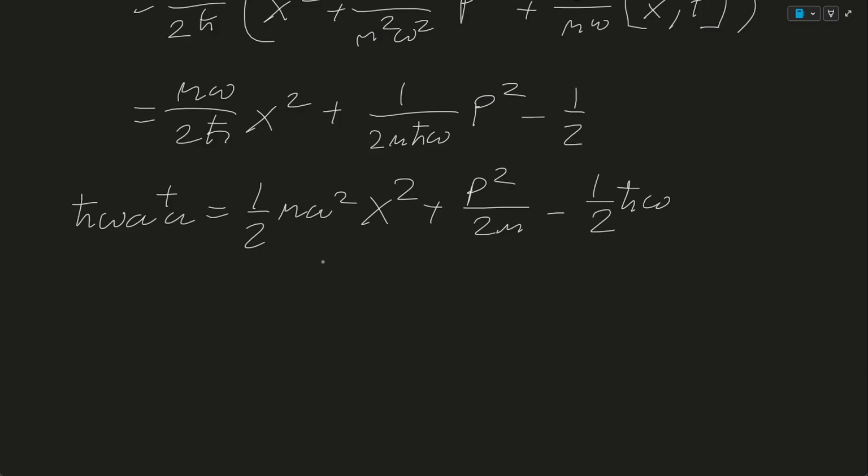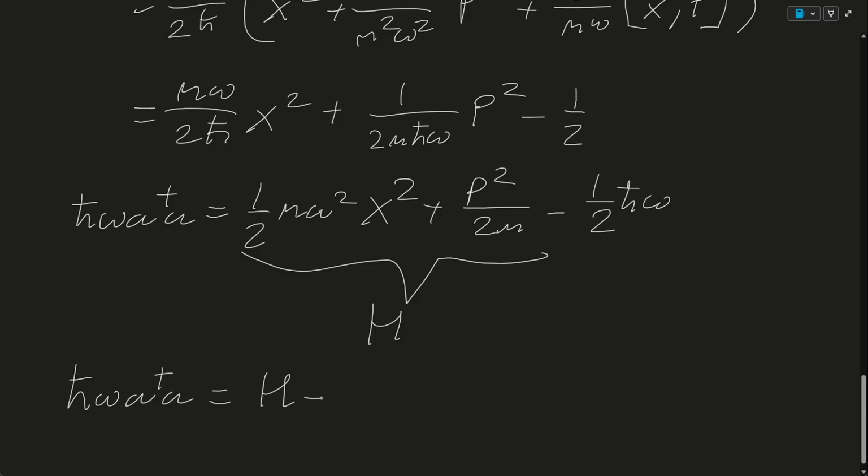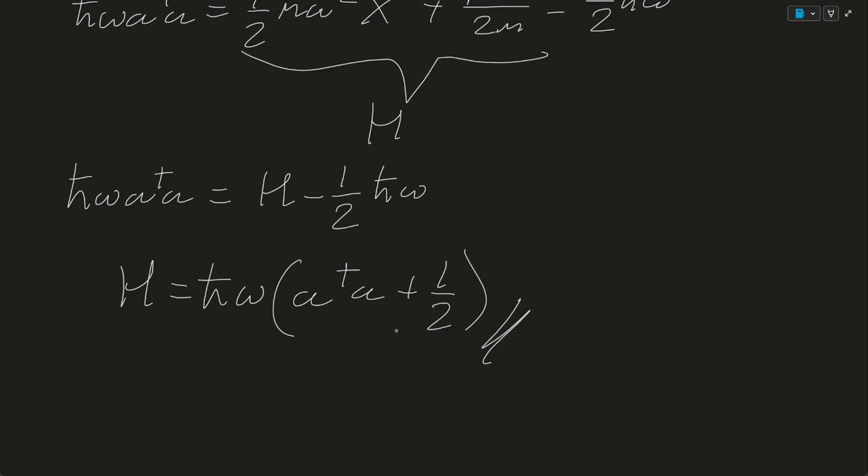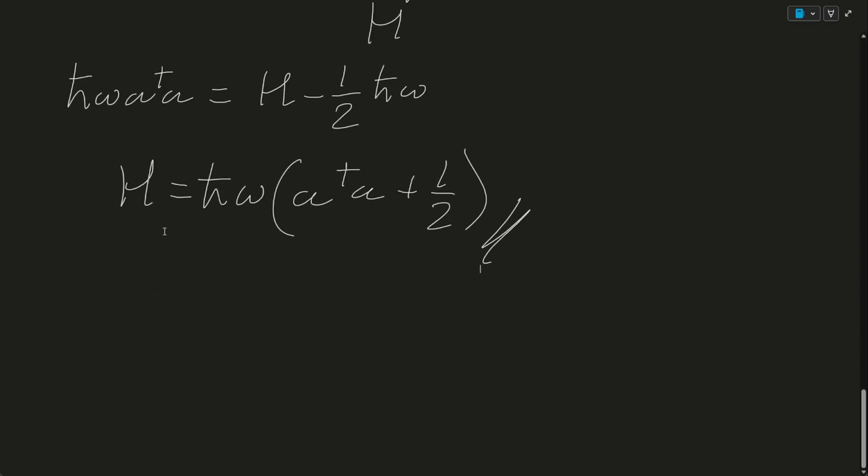And we can see here that this is clearly the Hamiltonian. So we have that h bar omega A dagger A is equal to H minus half h bar omega. And we can nicely refactorize, so pull that to the other side and pull out. So we have that H is equal to h bar omega, A dagger A plus half. What do we call this? In fact, this operator, we tend to call it N.